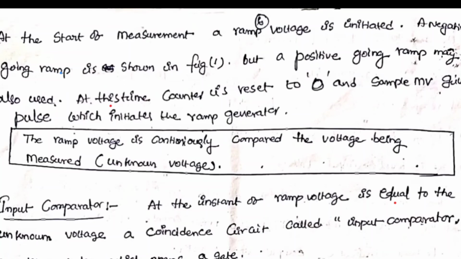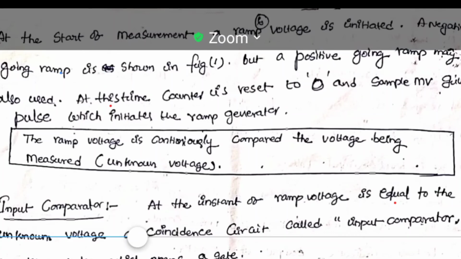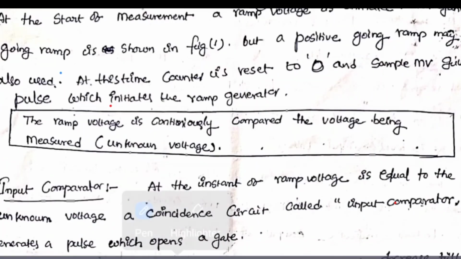That is the actual thing happening in a ramp type digital voltmeter. Now we go to the theory about the ramp type DVM. We know from the timing diagram how the ramp type DVM works. Similarly, the same theory we are explaining here. First, at the start of measurement, a ramp voltage is initiated, a negative going ramp, which we used in the diagram previously.